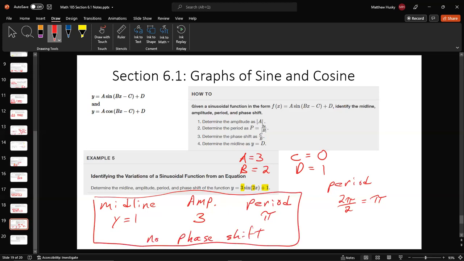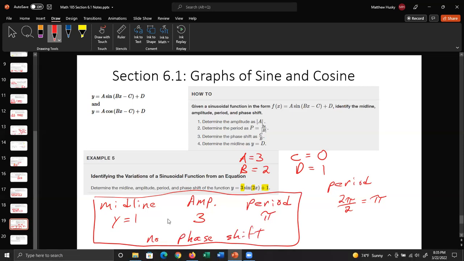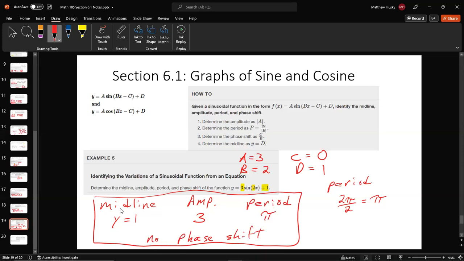So there you have it. Those are all the different characteristics of what's happening with that graph. And again, if you break out a graphing calculator, you could see those things in action. And that's the midline, the amplitude, and the period. And there is no phase shift for that one.